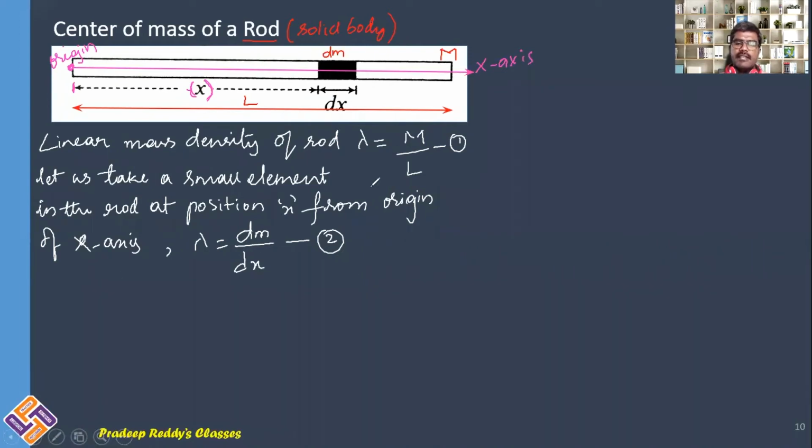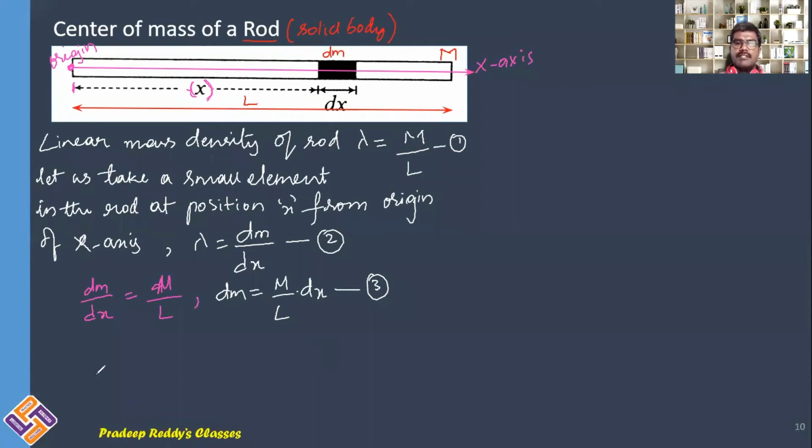Now, in both the cases, in equation 1 and equation 2, we have got the left hand side the same. Therefore, I can write dm divided by dx is equal to capital M divided by capital L. From here, you can write dm is equal to capital M by L into dx. Let me take this as equation number 3. So we have calculated dm. Capital M by L into dx is the mass of this very small element.